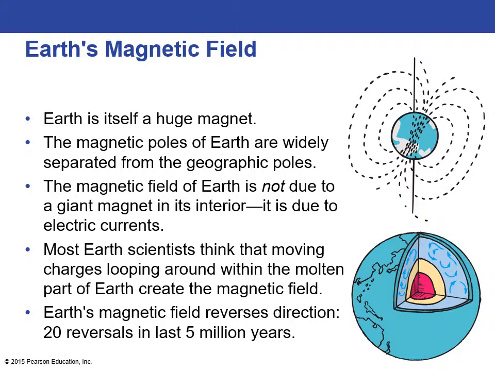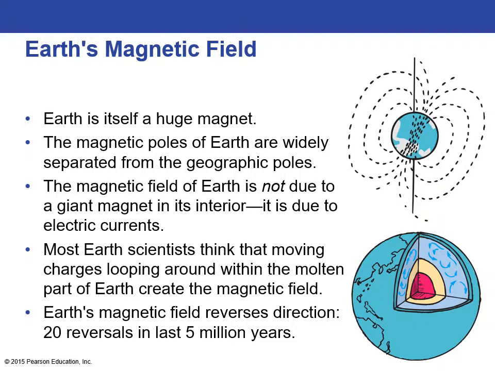But the magnetic field of Earth is not due to a giant magnet in the interior. So it's not like the core of Earth is just a giant magnet. It's due to electric currents. As you can see here, there are electric currents moving throughout the Earth and around the Earth. Most scientists think that moving charges looping around within the molten part of the Earth create the magnetic field that you see around the Earth.